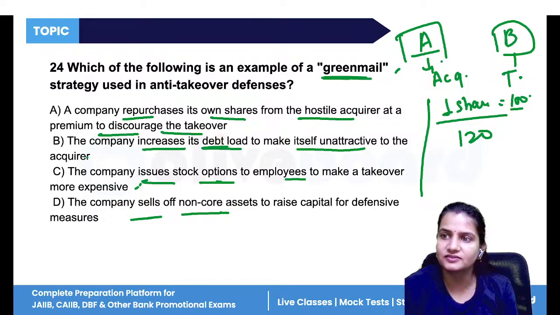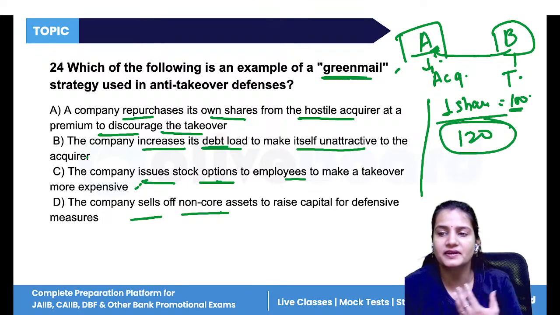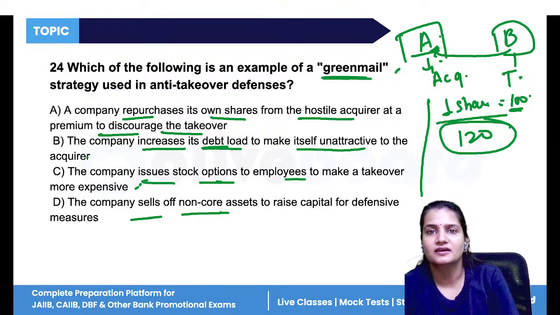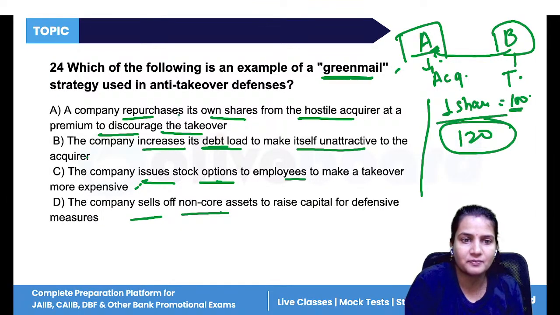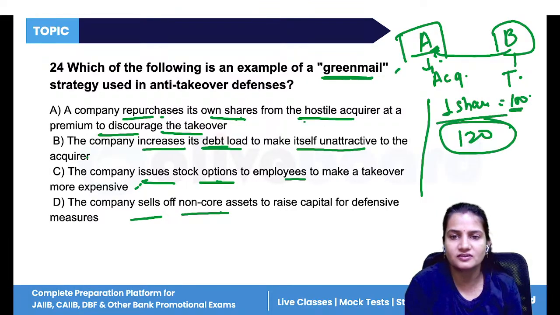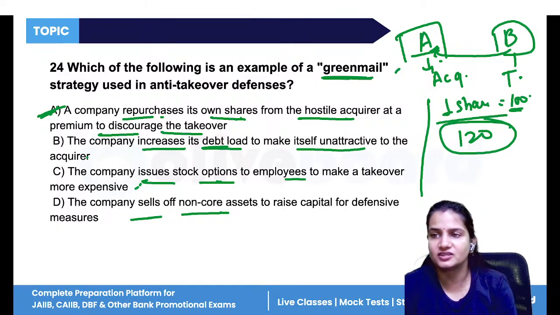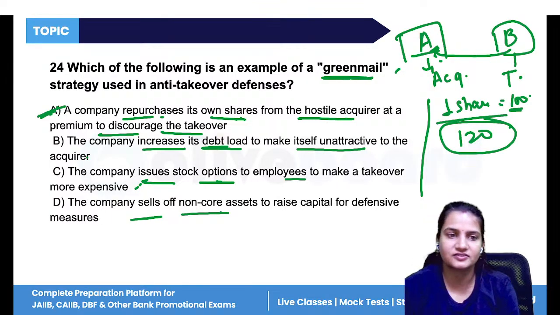Which means company B is buying its own shares back at a premium. The value of the share is 100 rupees, but company B is paying a premium to company A so that company A can get more money and sell all the shares of company B back to the same company. That is what greenmail means. So the company repurchases its own shares from the hostile acquirer at a premium, so that the acquirer is discouraged and this takeover is prevented.